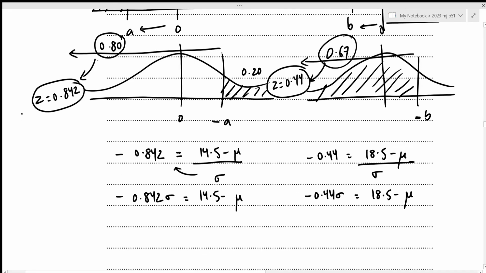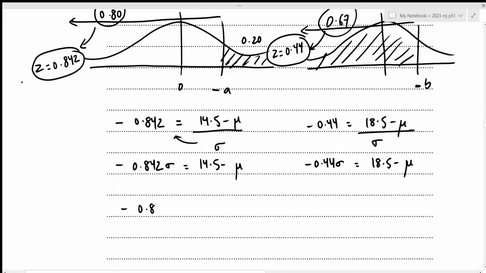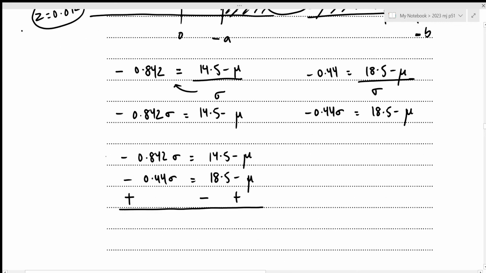Now let's subtract one of these from the other equation. So minus 0.842 sigma equals 14.5 minus mu. Minus 0.44 sigma equals 18.5 minus mu. We need to change the signs. So plus, minus, plus. Now negative 0.842 plus 0.44 results in negative 0.402 sigma equals 14.5 minus 18.5, which results in negative 4, and negative mu and positive mu will get cancelled out. So sigma is just going to be minus 4 divided by minus 0.402, which results in 9.95.